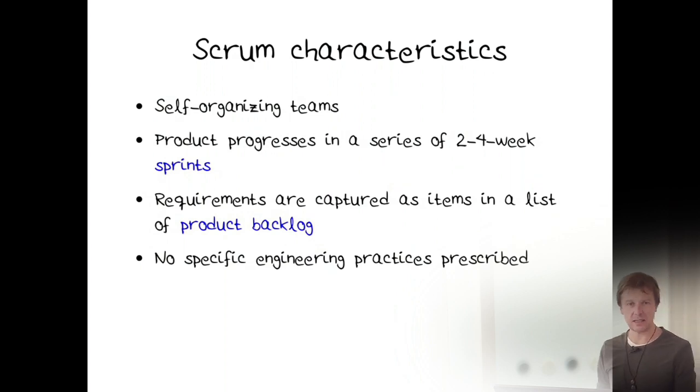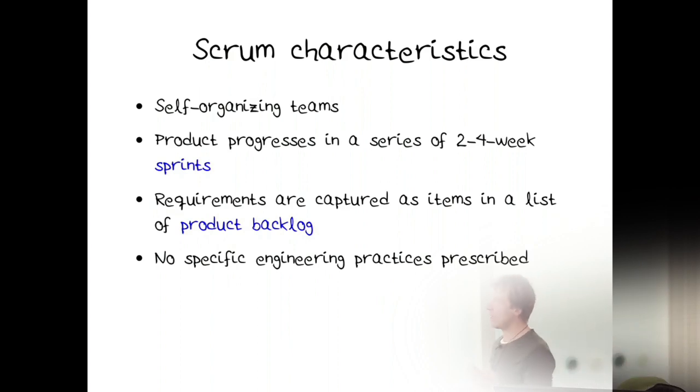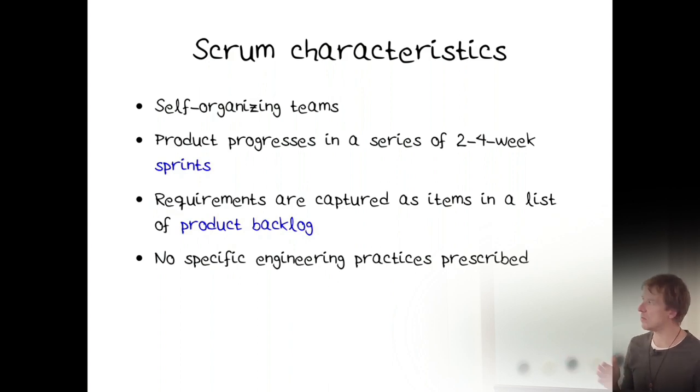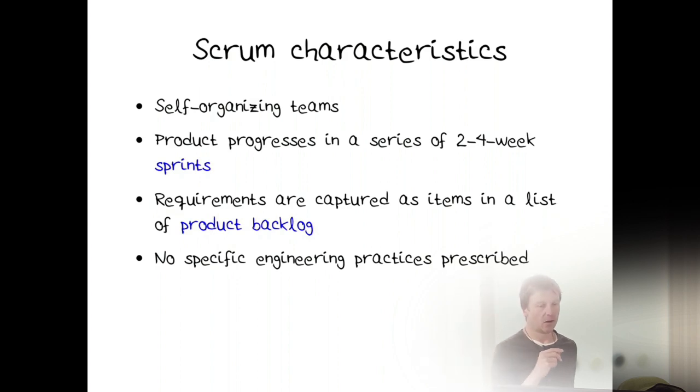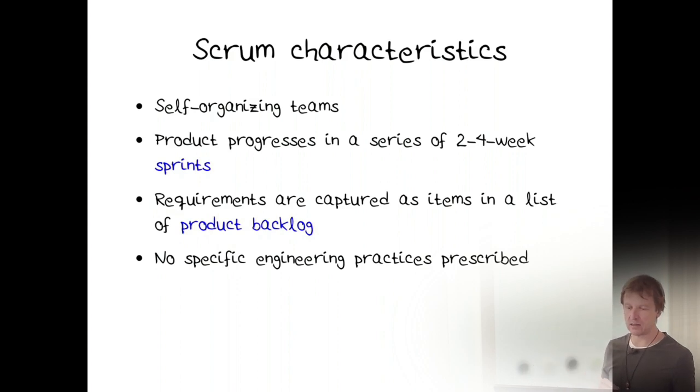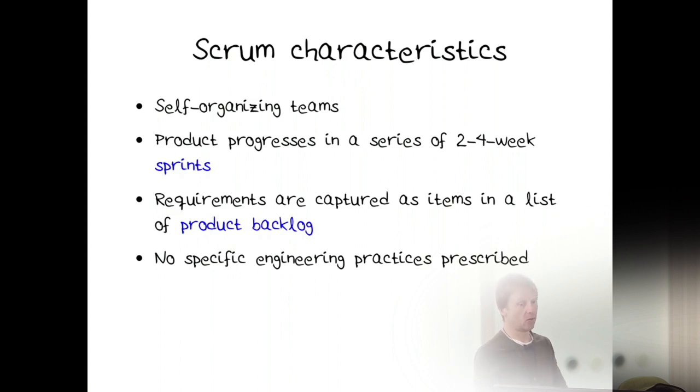So we have self-organizing teams, meaning that the teams decide how to solve the problems that they take on. The product or the service or whatever you're building progresses in a series of 2 to 4 week sprints. You're going to have 1 week sprints here because it's educational. The typical today is 2 weeks. Requirements show up as items on a product backlog. We will see what that is. It says nothing about engineering practices, so nothing about TDD or extreme programming or how you actually develop the code.